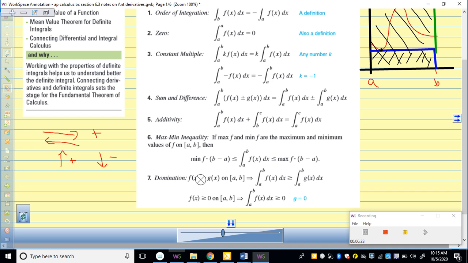So this is rather intuitive. If the function f is always above the function g, then the area under f will be greater than the area under g. That one seems intuitive.